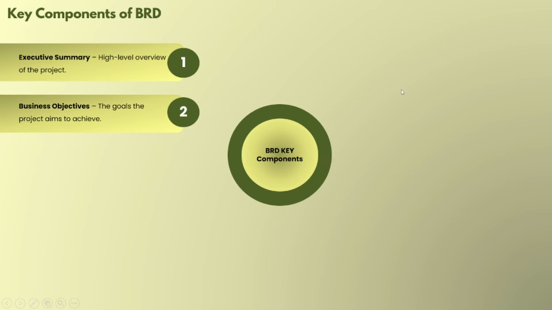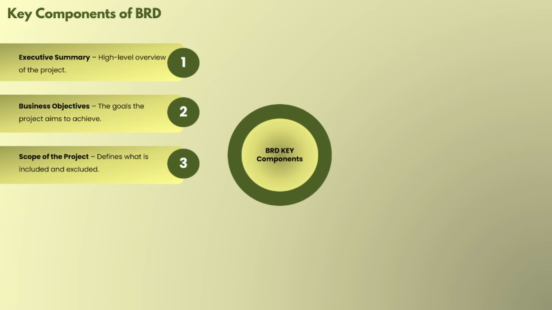Then next is the business objective, the goal the project aims to achieve. What we are doing here is simply answering why we are doing this particular project. It could be saving time, reducing cost, or improving customer experience, or whatever the business is aiming for. It's all about the objective of the business. And next is the scope of the project. It defines what is included and excluded. This is super important.